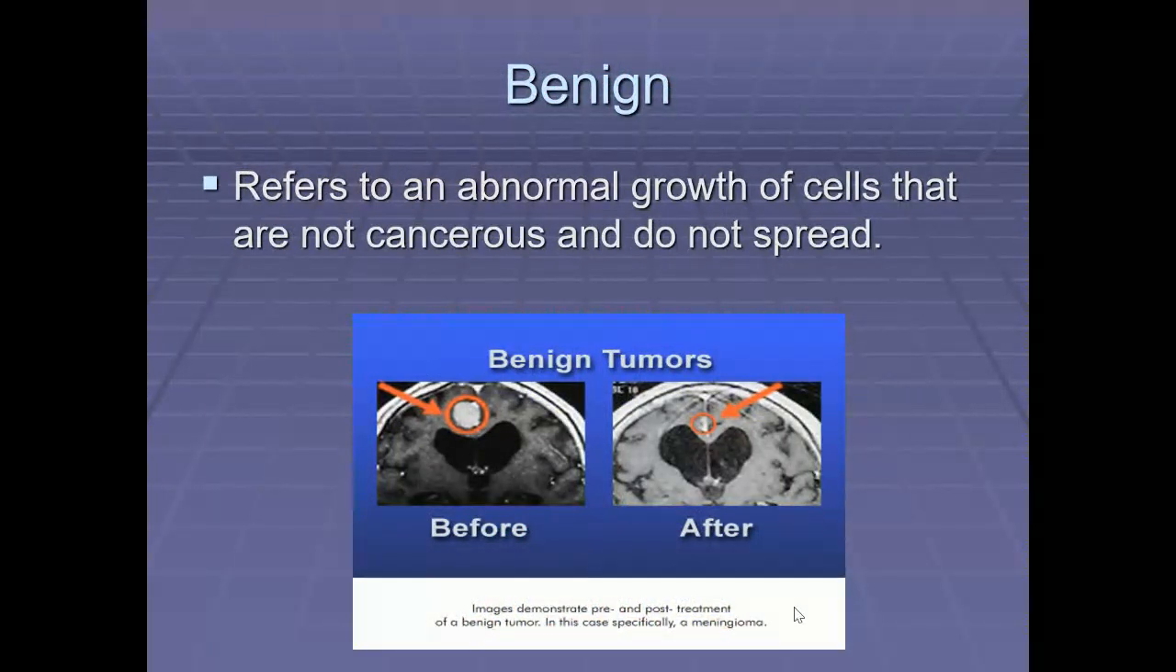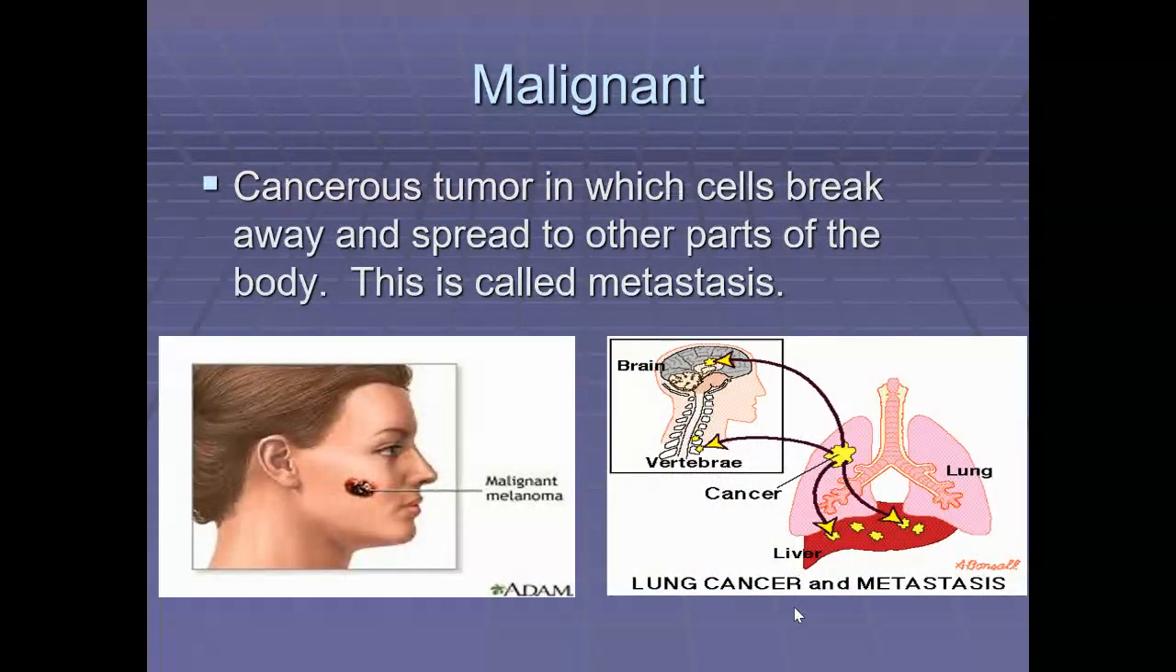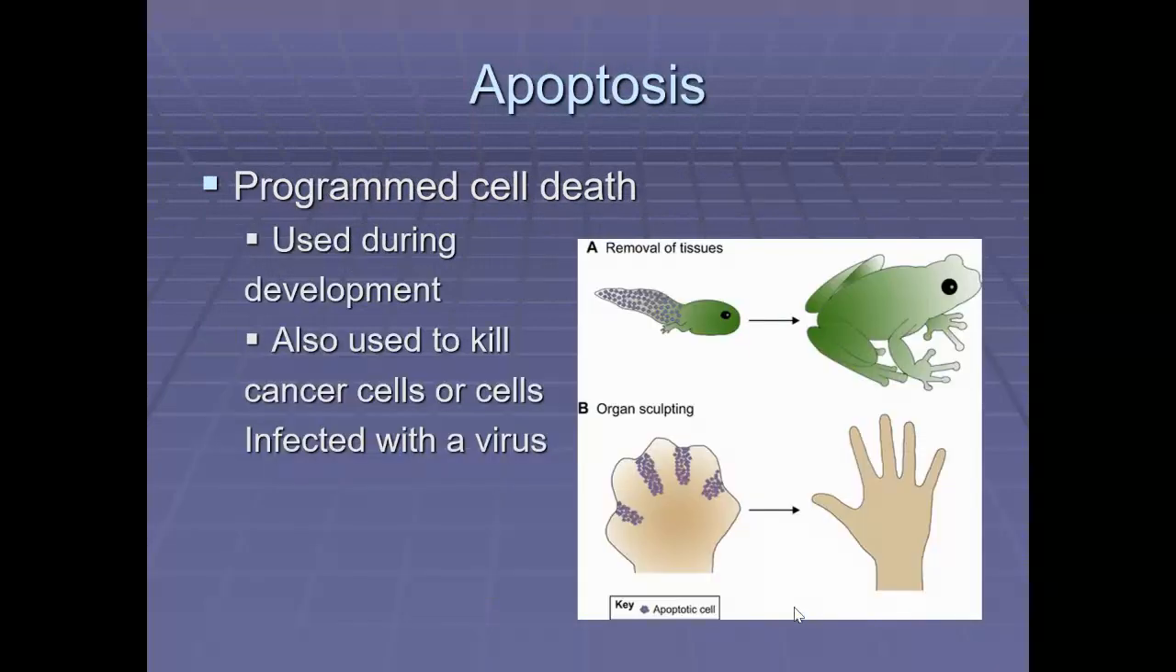There are two types of tumors you may have heard of. Benign refers to abnormal growth of cells, but it does not spread and can usually be safely removed. Malignant, though, is when the cells break away and spread to other parts of the body, and that is called metastasis. And when it spreads, it's very dangerous.